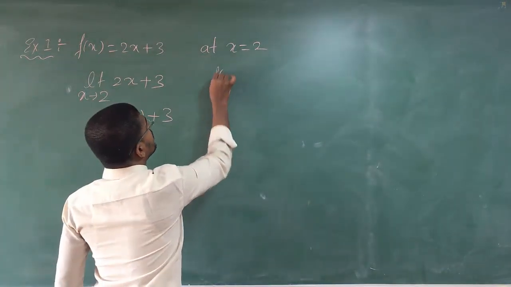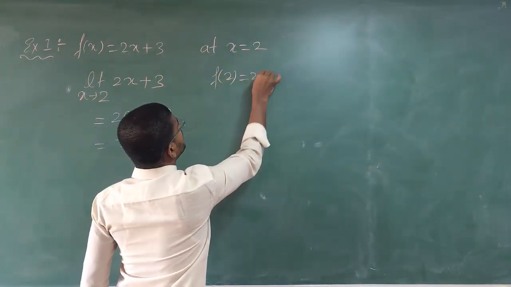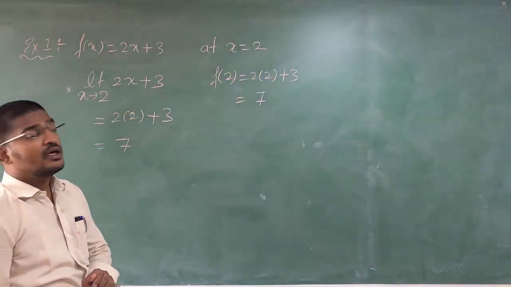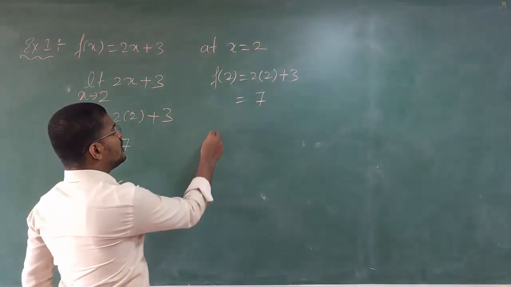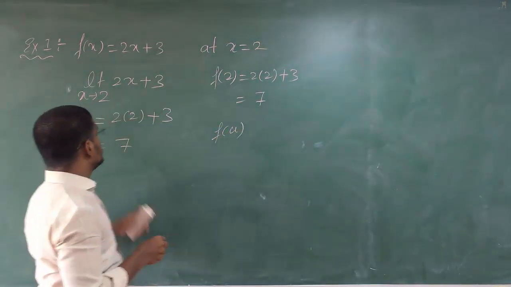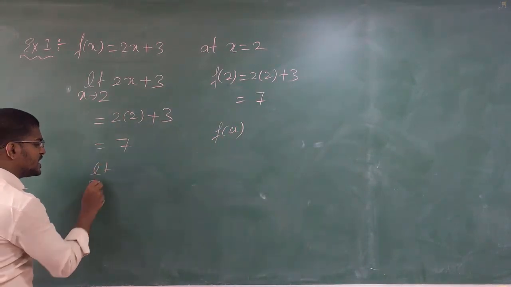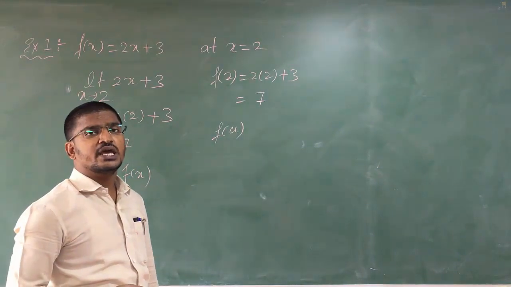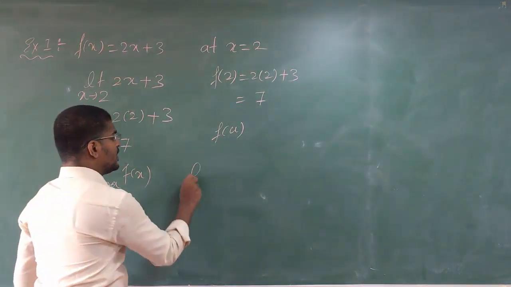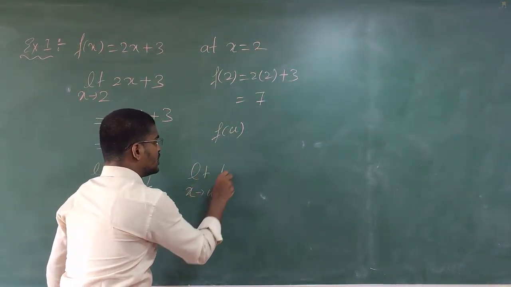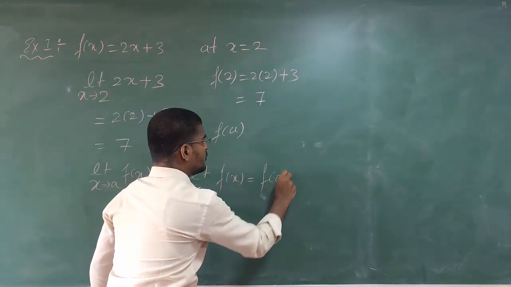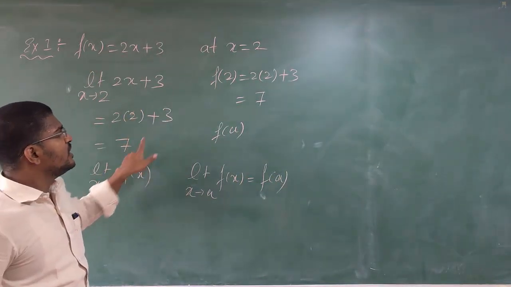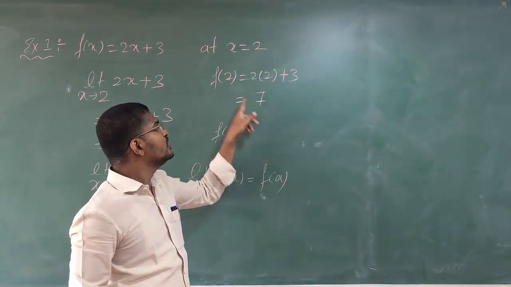Then what is f of 2? That is 2 into 2 plus 3, which is equal to 7. So f of 2 is nothing but f of a, and the other is the limit as x tends to a of f of x. As we discussed in the definition, the limit as x tends to a of f of x must be equal to f of a. See here, the limit of 2x plus 3 is 7, and f of 2 is also 7.